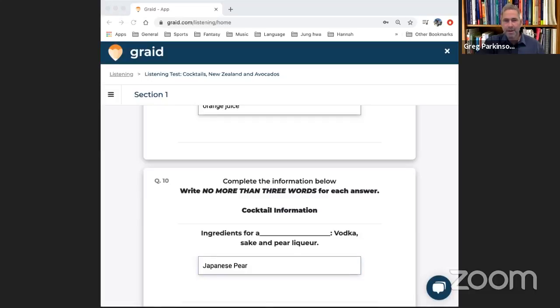What is in it? Okay, so she hasn't heard of it, and she's asked what is in it, and hopefully we're going to hear those ingredients to confirm the answer.